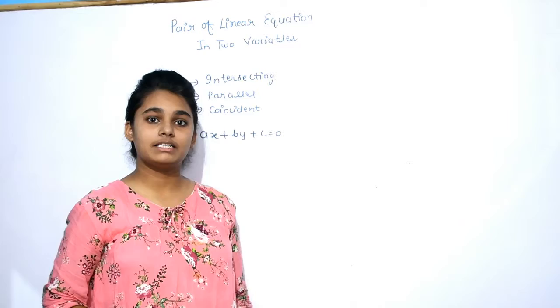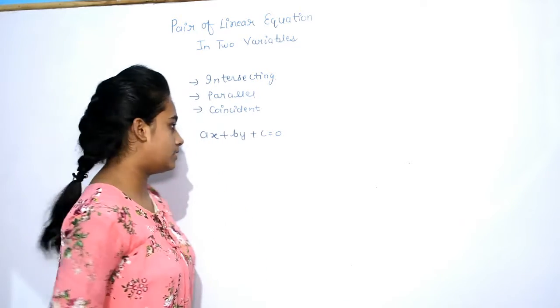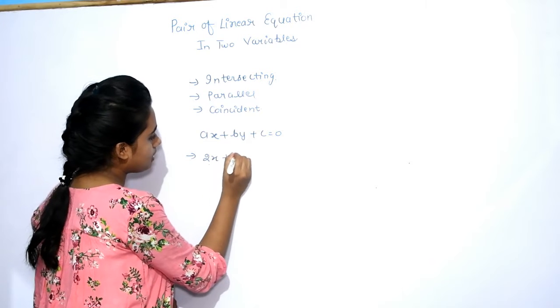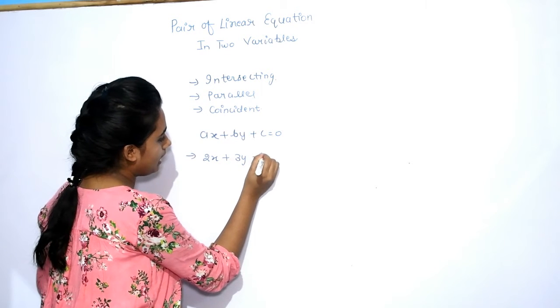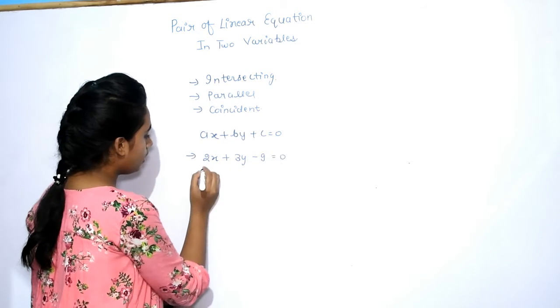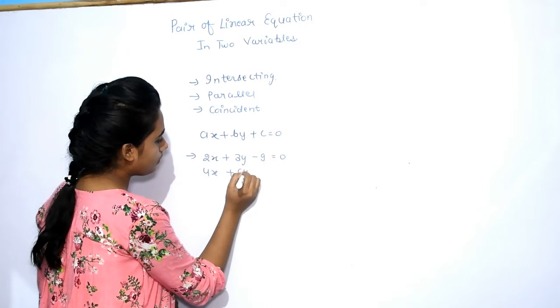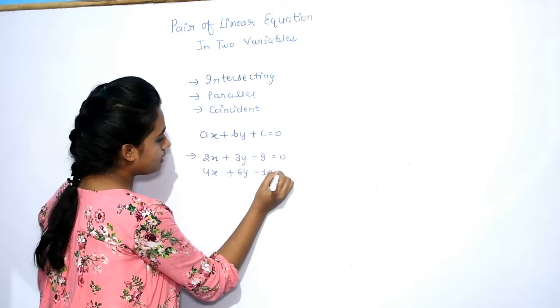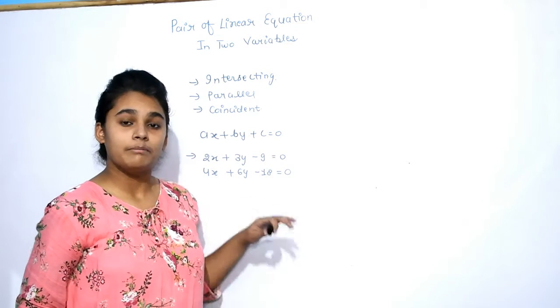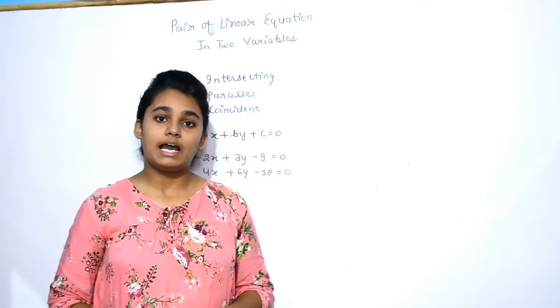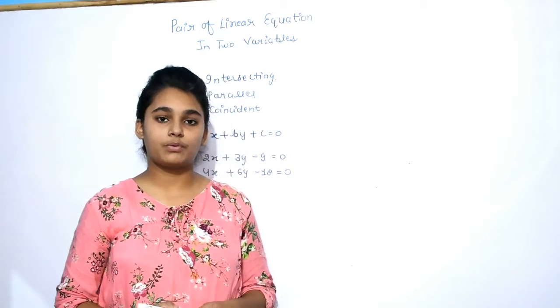And if we have the pair of linear equations in two variables, that I am giving here: 2x plus 3y minus 9 equals 0, and the second one is 4x plus 6y minus 18 equals 0. So by these equations we can identify what type of line it is, either intersecting, parallel or coincident.